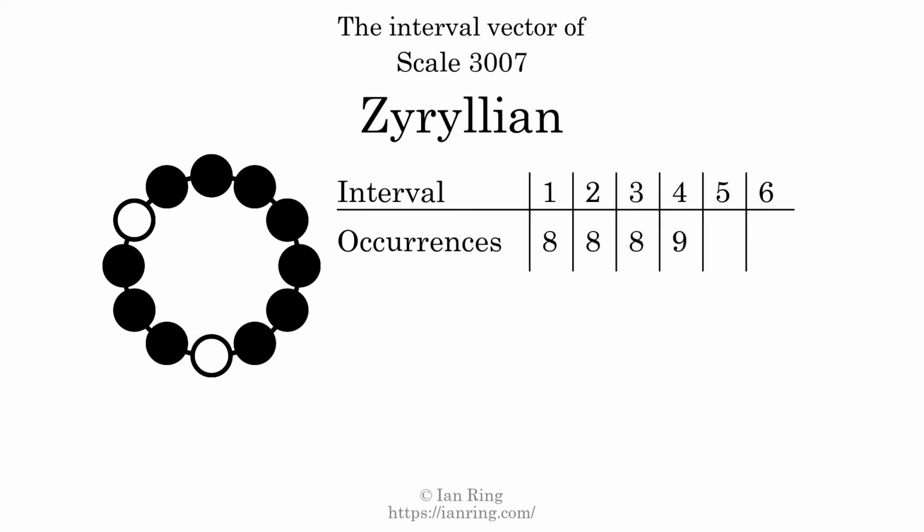There are 9 intervals with the size of 4 semitones. There are 8 intervals with the size of 5 semitones. There are 4 intervals with the size of 6 semitones. Each interval does not appear in this scale a unique number of times, so this is not a deep scale.